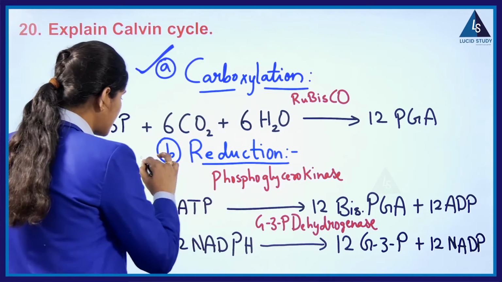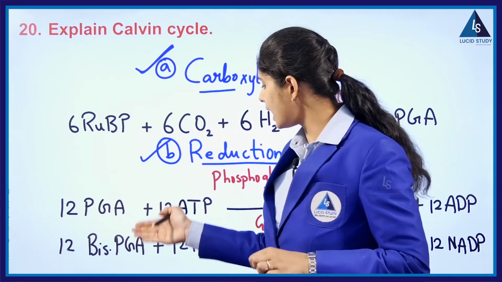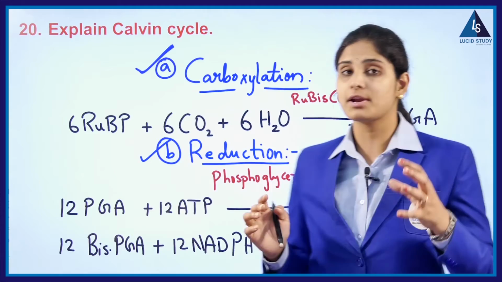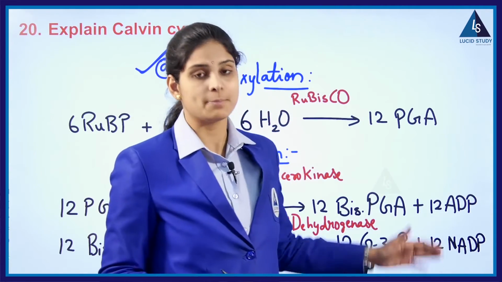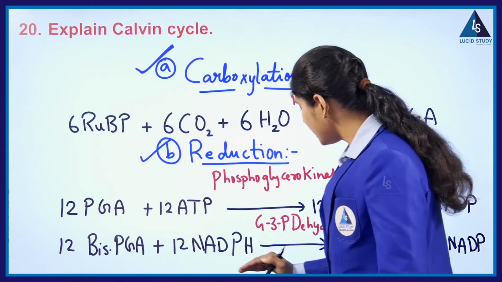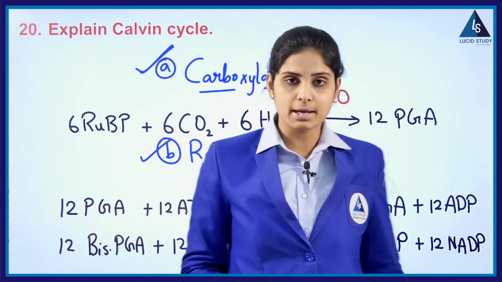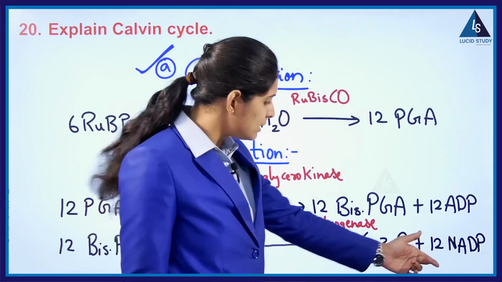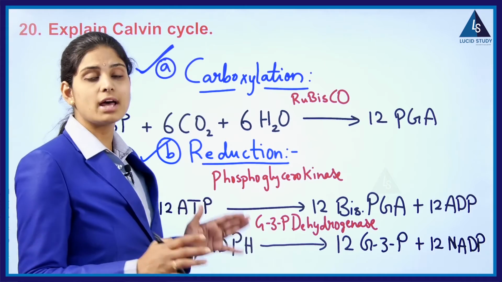Now comes the second reaction called reduction, in which the 12 phosphoglyceric acid react with 12 ATP molecules under the phosphoglycerokinase enzyme and result in the formation of 12 bisphosphoglyceric acid plus 12 ADP. Now these 12 bisphosphoglyceric acid react with 12 NADPH under the G3P, that is glyceraldehyde 3-phosphate dehydrogenase enzyme, to give rise to 12 glyceraldehyde 3-phosphate plus 12 NADP. So this is completely the first two processes, carboxylation and reduction.